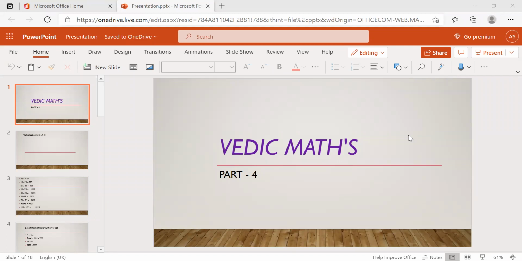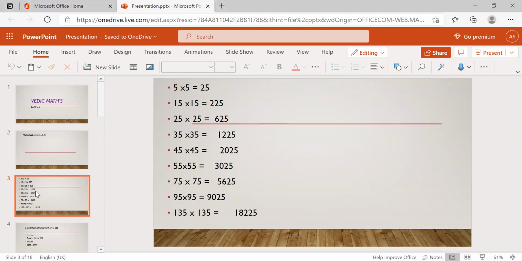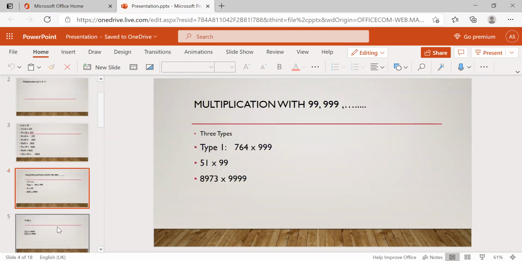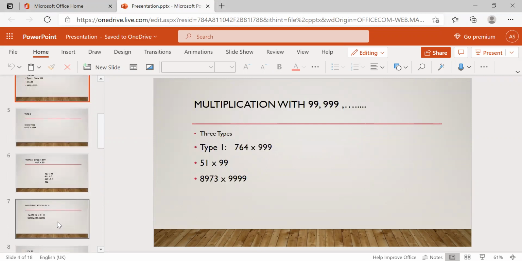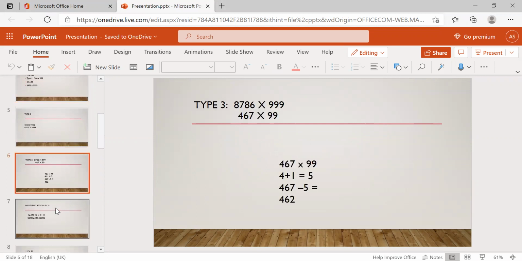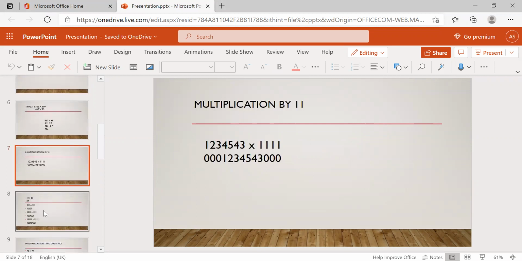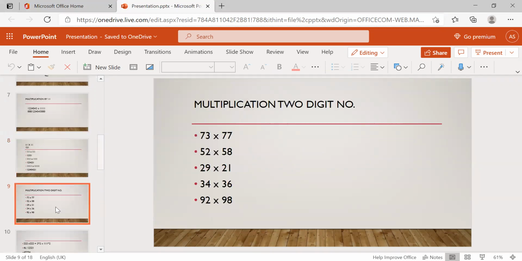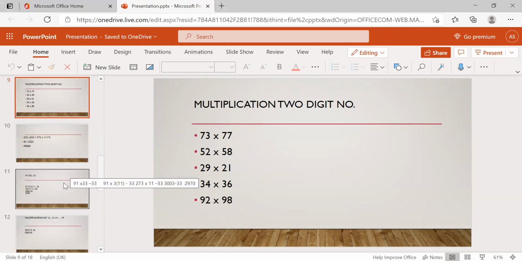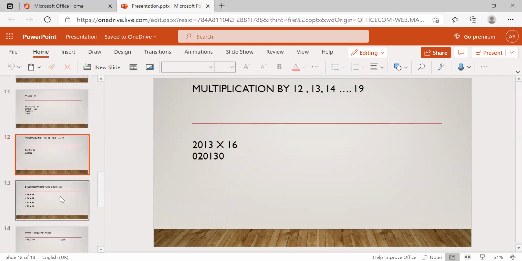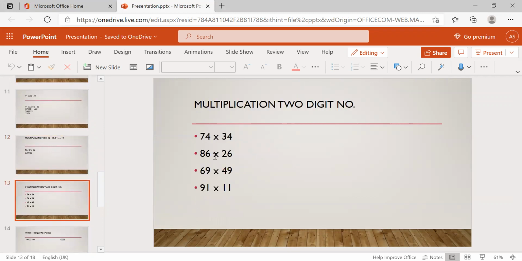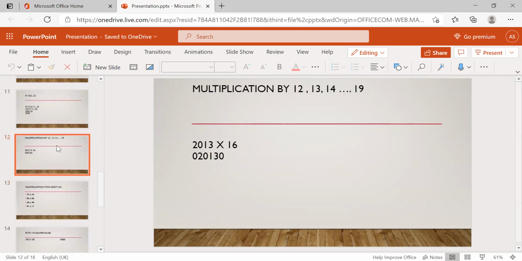Today we are going to discuss Vedic Maths Part 4. In the previous parts we discussed almost everything about squares of numbers ending in 5. Then multiplication by 99999, of which there are 3 types, multiplication by 11, and squaring of 11. Then two-digit multiplication with a special pattern, multiplication by 12 to 19, and multiplication of two-digit numbers in a different pattern. Okay, here come to this one.